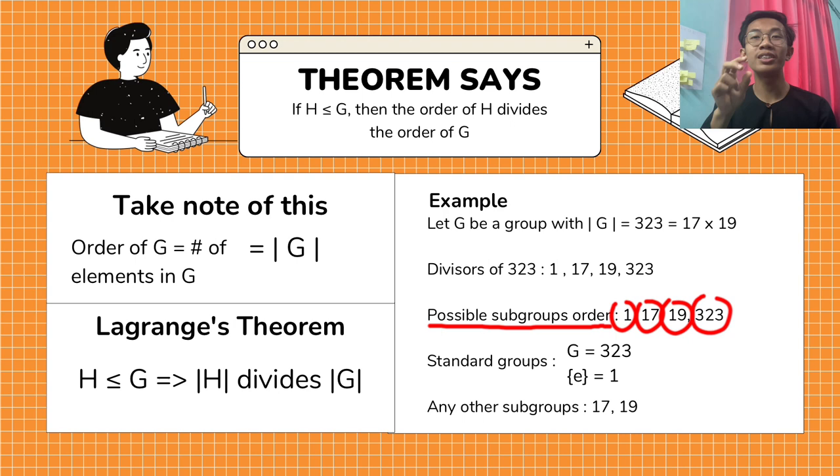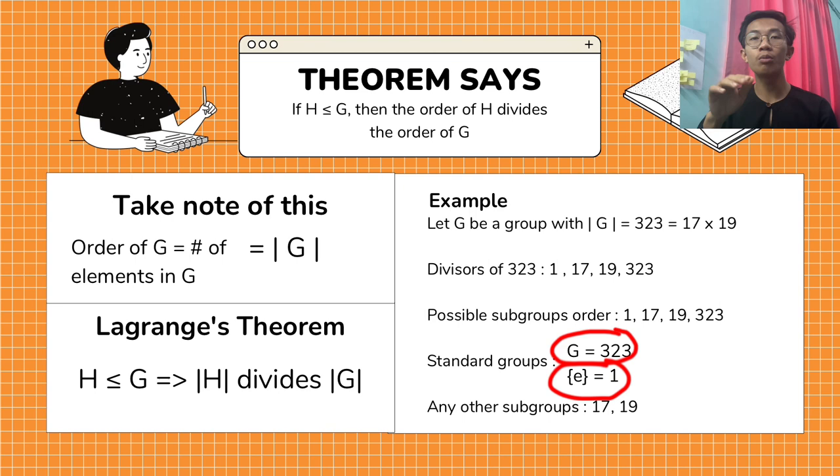Earlier we mentioned that every group has at least two subgroups, itself and the trivial group. The group itself has order 323 and the trivial group has order 1. This means if G has any other subgroups, their order is 17 or 19. This list of suspects has shortened dramatically.